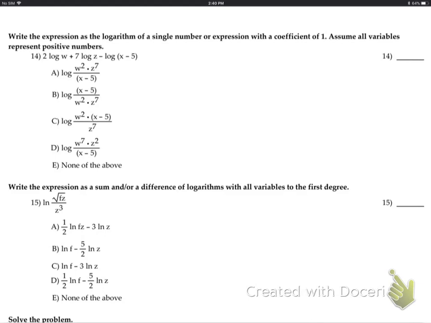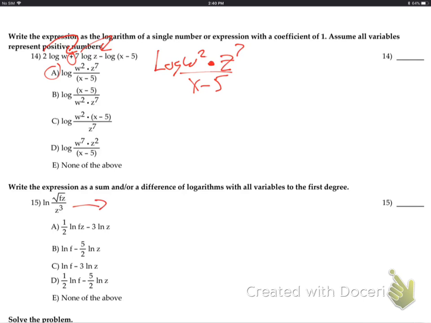So, log rules. Got to take this 2 and put it up there. Remember, front numbers go to powers. Becomes w squared. 7 goes up here, times z to the 7th. Because adding becomes a harder job for one log. Over, subtraction becomes divide. x minus 5. There we go. Is that answer A? Looks like A to me. So you just do that.